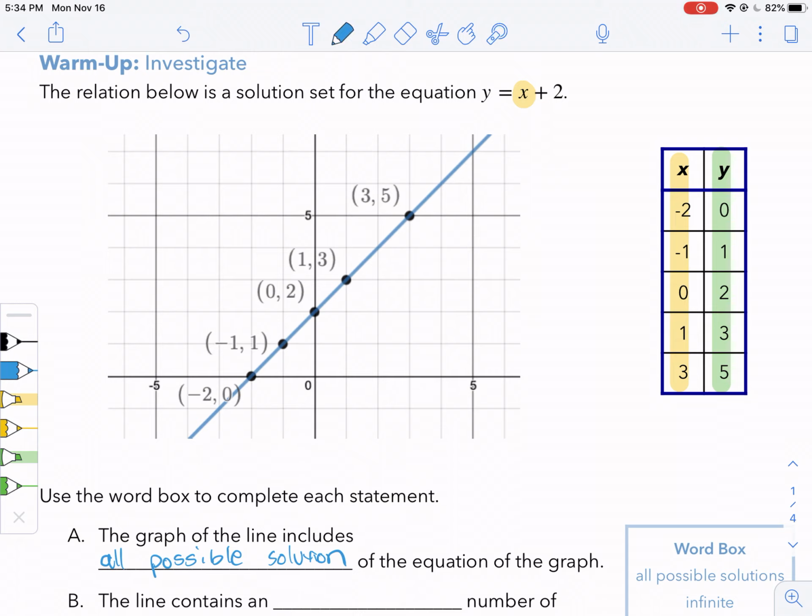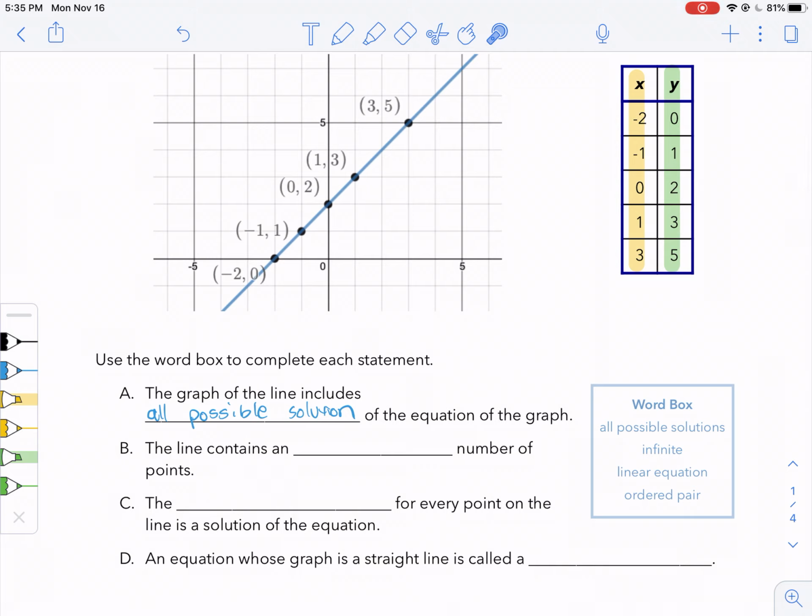But guess what? There are also points in between these points. There's some points right here and right here. There are some points between these points, right here, right here, right here. There's literally an infinite number of points on this graph. And if you understand that, then you've got the key idea of the whole day. Isn't that great?